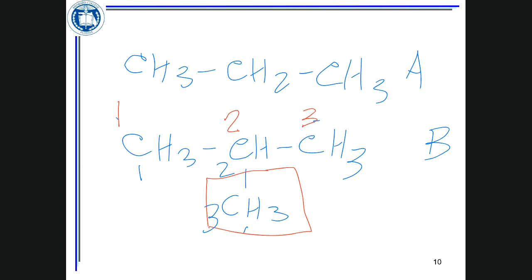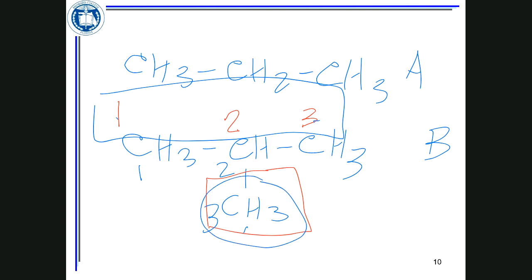then find the location of the branch. If we go with the red color numbering, the branch is on carbon number 2. Name the branch first, and then give the name for the long carbon chain. What is the name of this branch on carbon number 2? This is methyl. Why do we call this methyl? Because it's coming from one carbon. It's a one carbon branch. There is only one name for it. Methyl, and the main carbon chain is 3 carbons, so it's going to be propane.